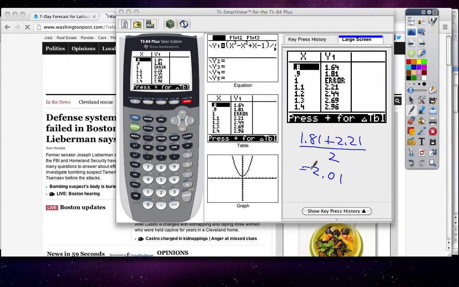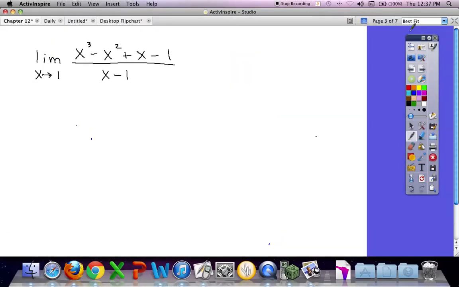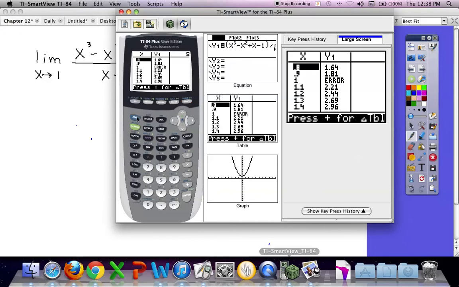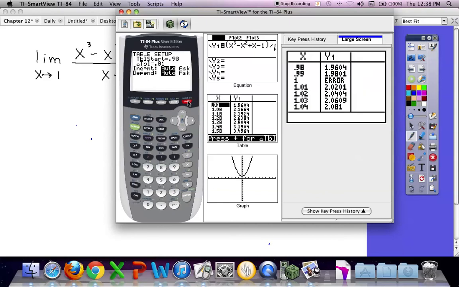All right. Is that right? I mean, how do you know? You don't know. You just try to make the best estimate that you can. Okay, let's try to do it one more time. Go back to the calculator. Let's make the starting point this time 0.98, and I'll make the increment 0.01 and see what that does to the table of values.